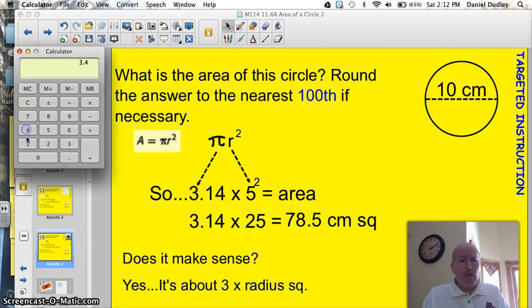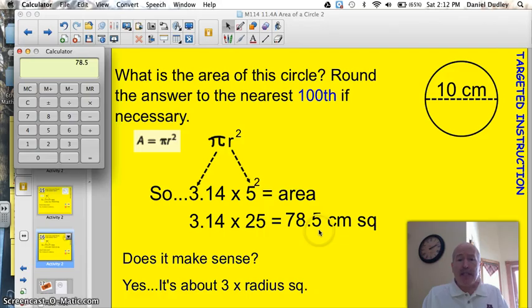3.1, whoops, sorry about that. 3.1, okay, I'm struggling. 3.1, something isn't working here. My fingers. 3.14 times 25 equals 78.5 centimeters squared. I don't need to round it.